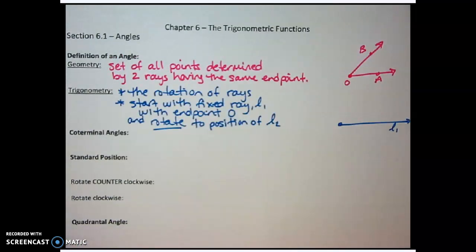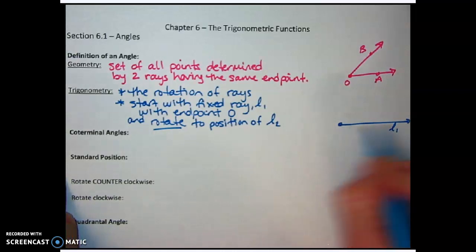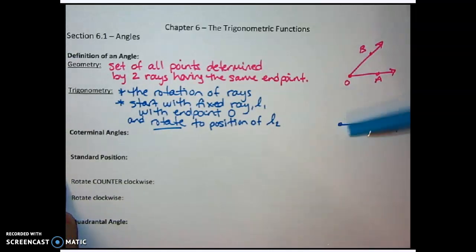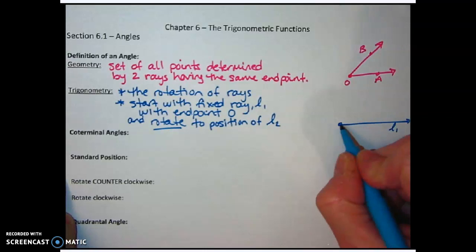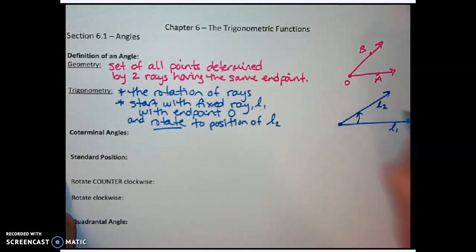In trigonometry, it's slightly different. It's the rotation of rays. So if we start with a fixed ray, L1, and then we rotate that, we're just going to rotate this angle up, so we're going to rotate that to the position of L2.